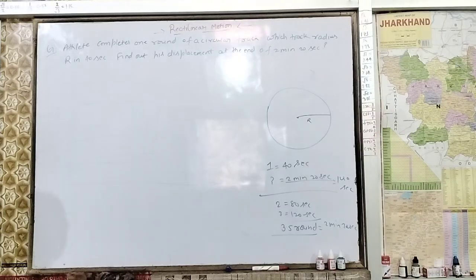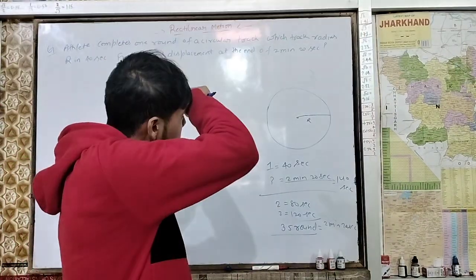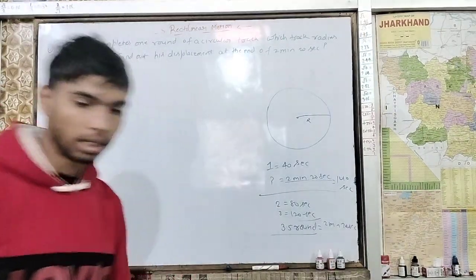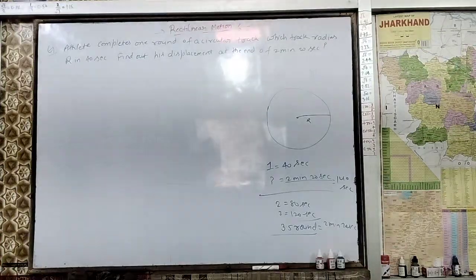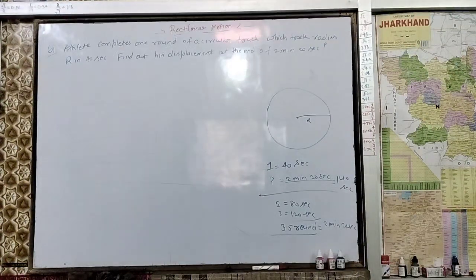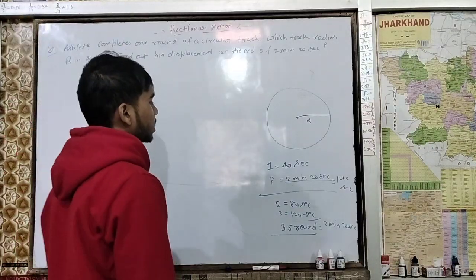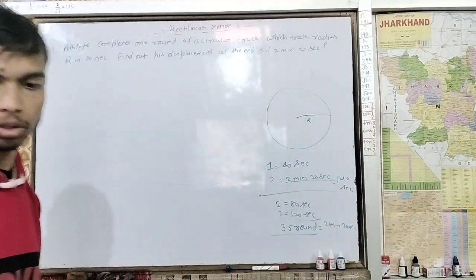Find out the displacement at the end. Okay, at the end, from the initial till the end. 3.5 is the number of rounds. After 3.5 circles, the athlete will reach from one point of the diameter to another point. So displacement will be our 2r.